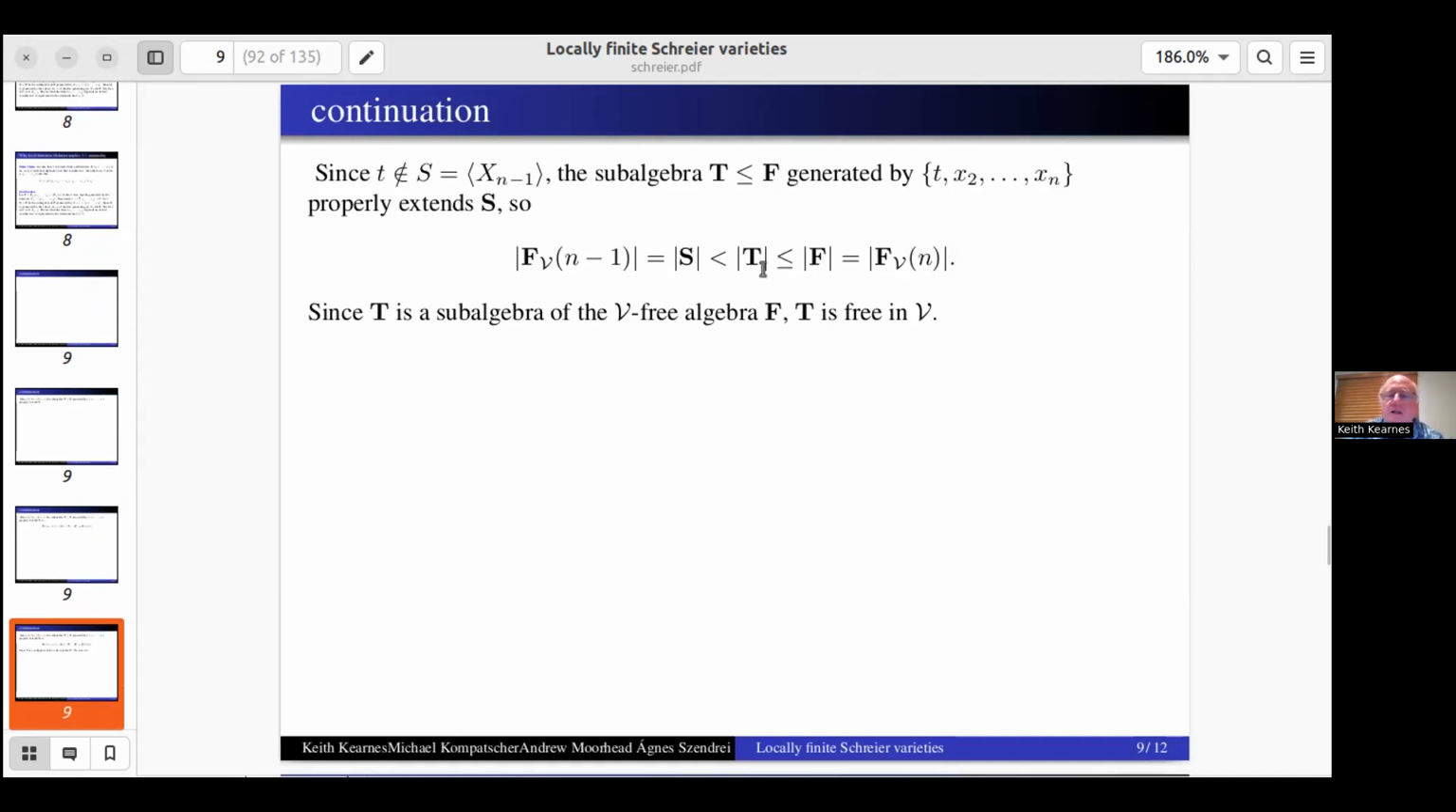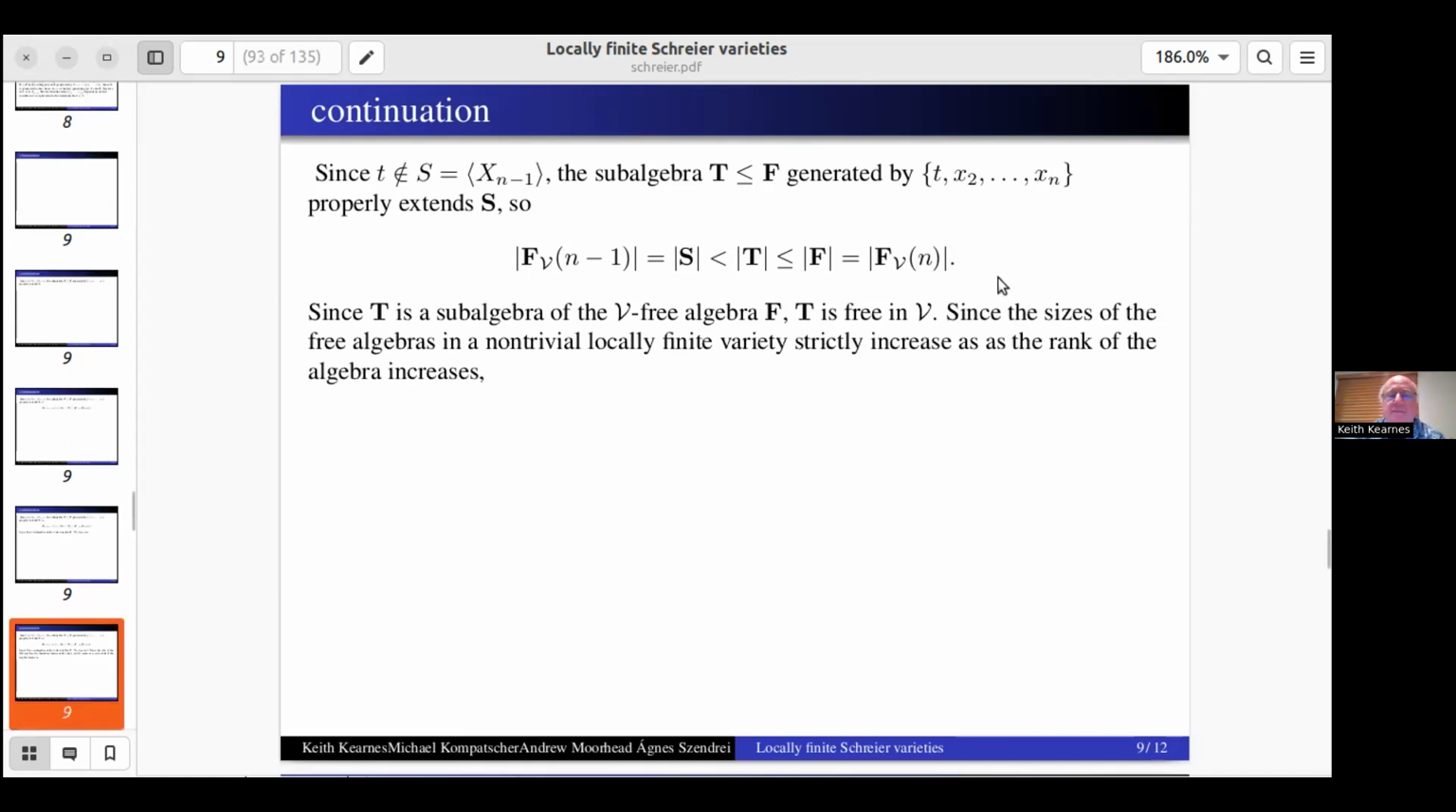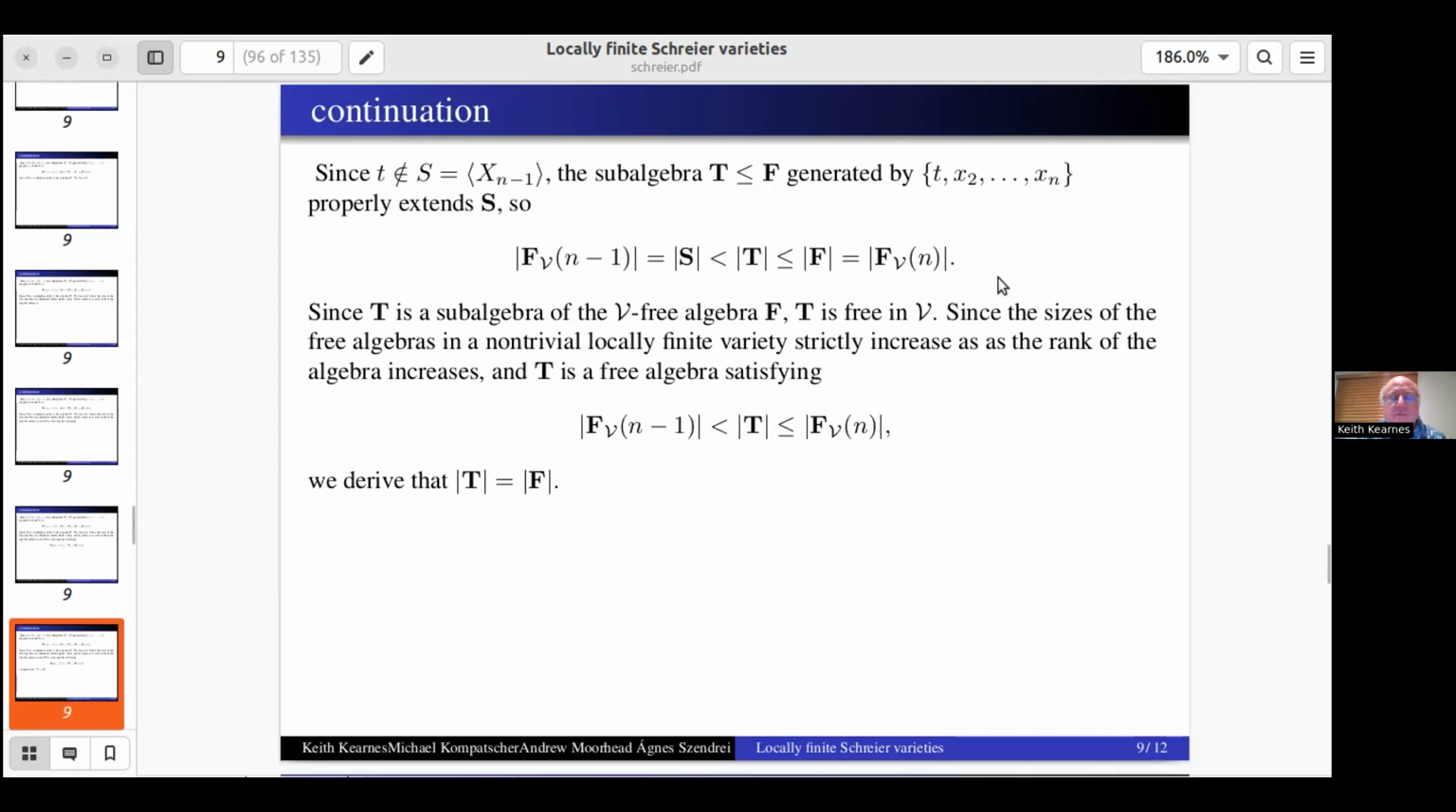If it's strictly larger than the free algebra of rank n-1 and less or equal in cardinality to the free algebra of rank n, the only possibility is that T is free of rank n. Okay, it's a subalgebra of the free algebra of rank n, and it is free of rank n, so it's isomorphic to the whole algebra. They have the same size. They're both free of rank n. They must, in fact, be equal.